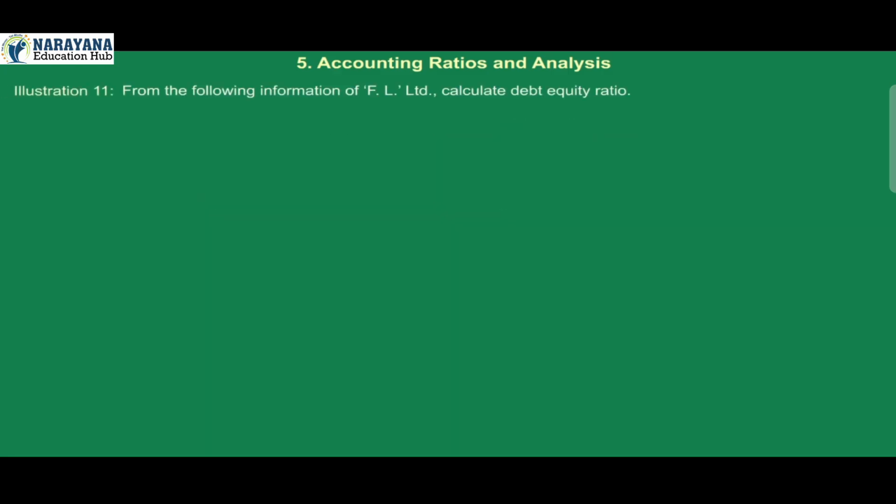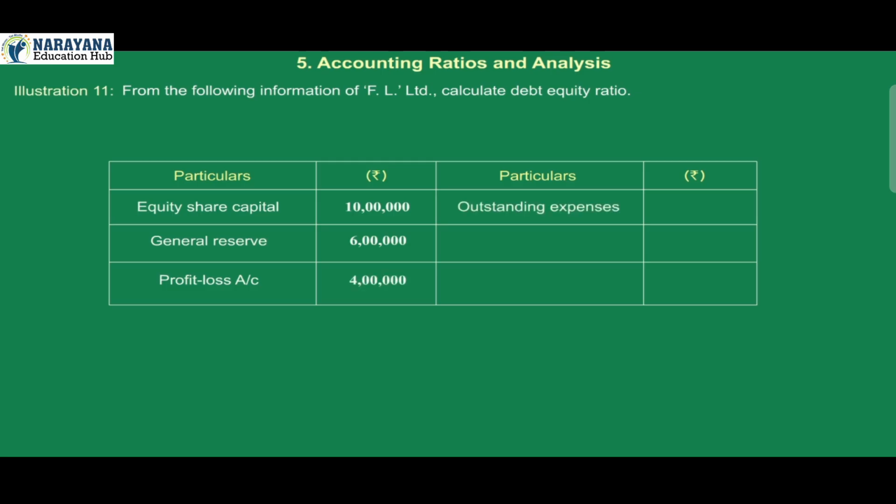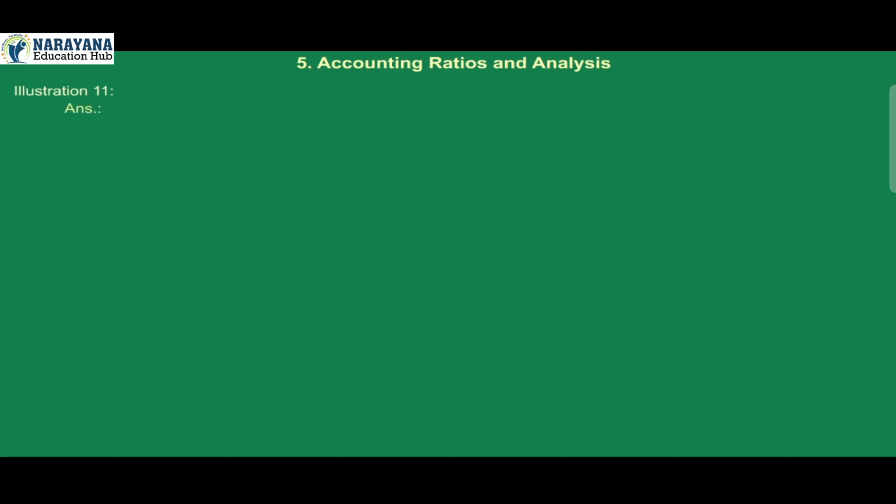Illustration 11. From the following information of FL Limited, calculate debt equity ratio. Particulars, rupees. Equity share capital 10 lakh. General reserve 6 lakh. Profit and loss account 4 lakh. Outstanding expenses 1 lakh. Long-term loan 2 lakh. Long-term provisions 2 lakh.